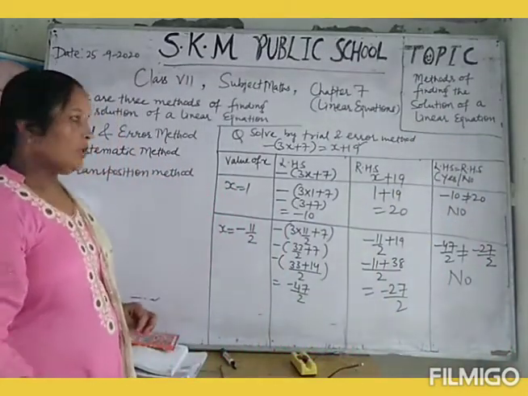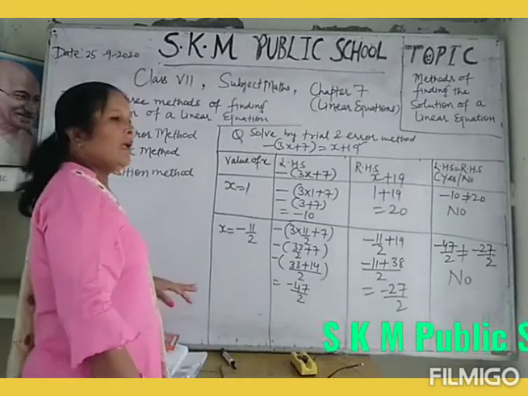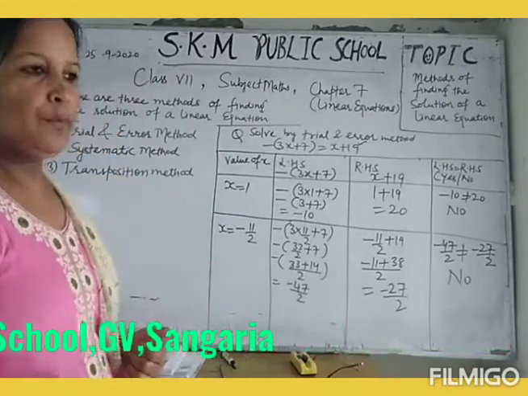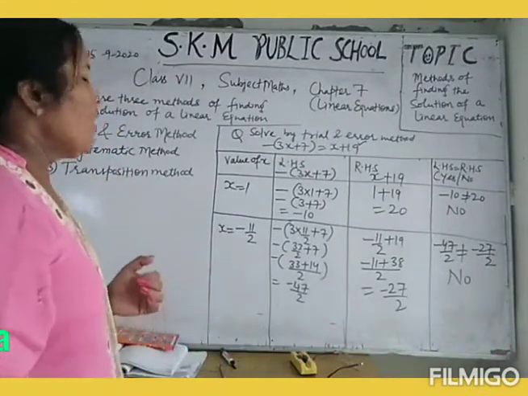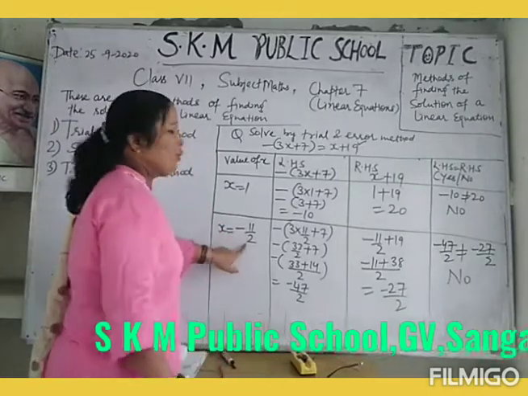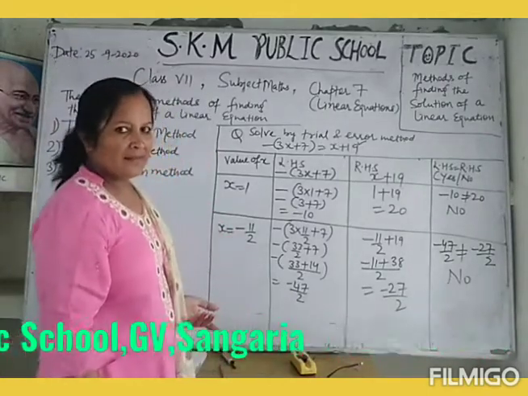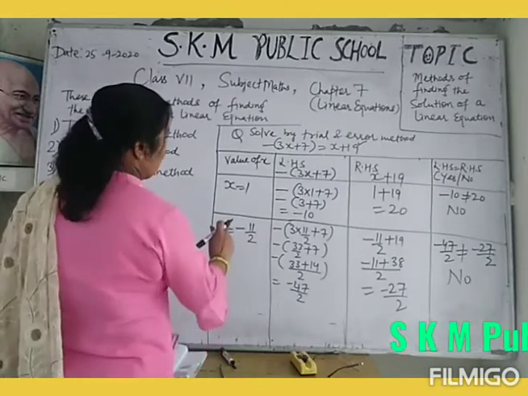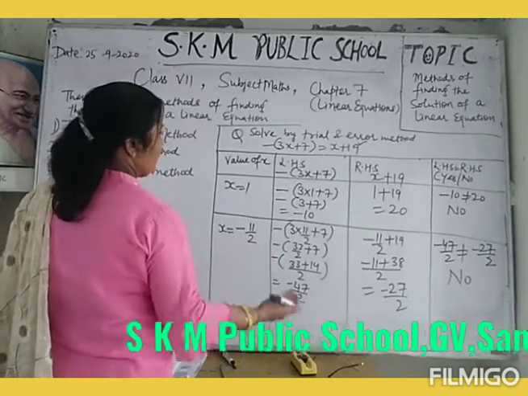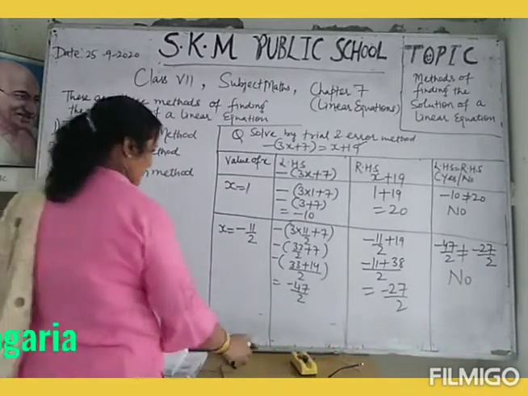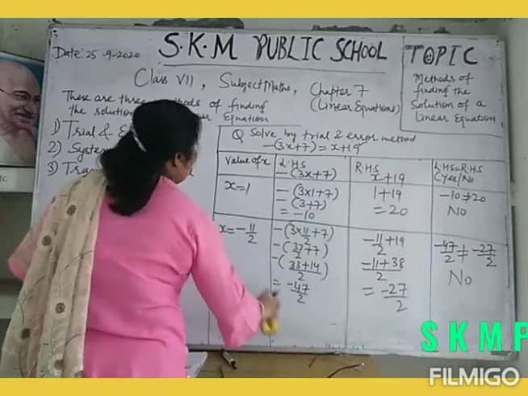So let's take another value, x is equal to minus 13 upon 2. Why do we take minus 13 upon 2? Because minus 12 upon 2 would be minus 6, so it is better to skip minus 12 upon 2. We will take minus 13 upon 2. Okay, let's give the value of x now.